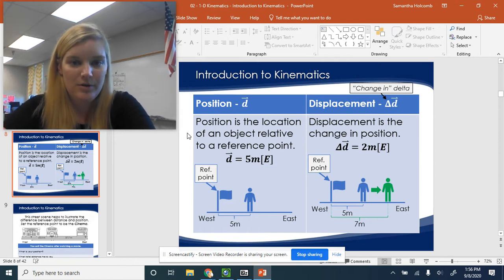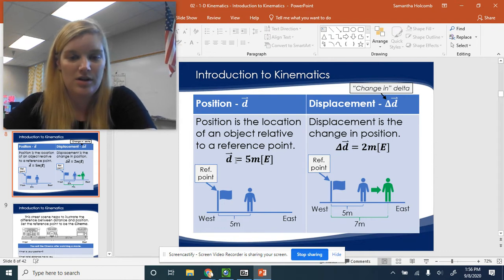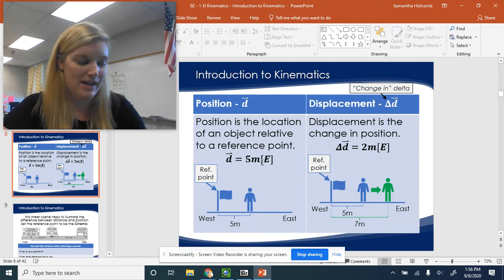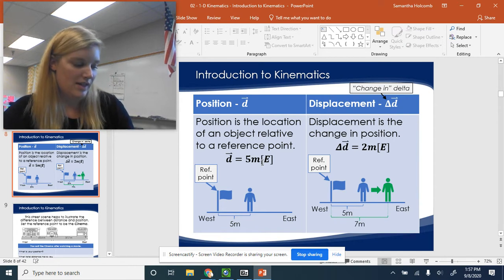So in this example, we have the position is 5 meters and then east. So we have our vector symbol on our D, which means that we are going to have a number associated with that direction as well.